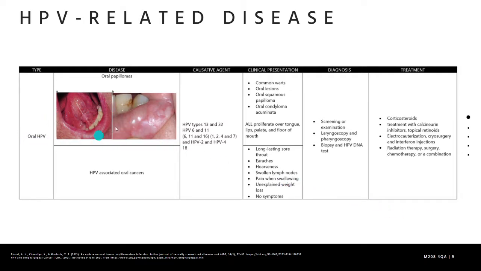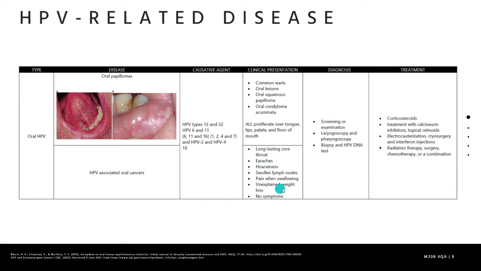Diseases under oral HPV include oral papillomas and HPV-associated oral cancers. And these are the causal organisms of these diseases. Oral papillomas may present as common warts, which can be spread from the hands to the lips by finger sucking or nail biting. And then there are oral lesions, oral squamous papilloma and oral condyloma acuminata, which are characterized by little whitish or pinkish nodules, and all of this proliferates over the tongue, lips, palate, and floor of the mouth.